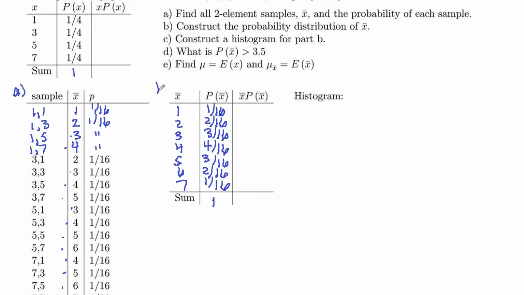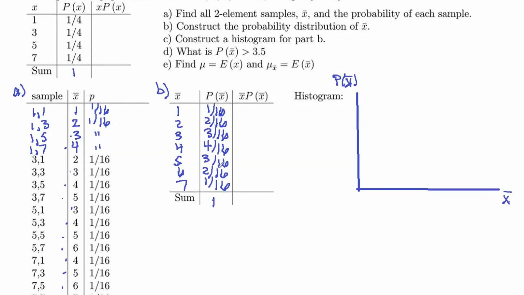And part B. And then C, construct a histogram for part B. So we just want to graph this distribution here. So on the vertical, we are going to have our relative frequency. And on the horizontal, we're going to have our samples here. So we've got sample means. So this is our x bar. And then this is probability of x bar.